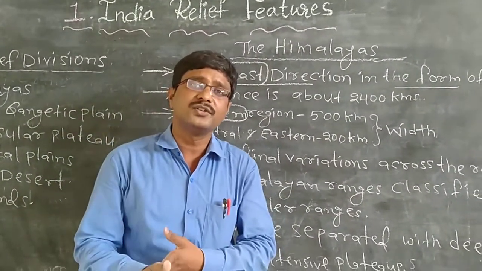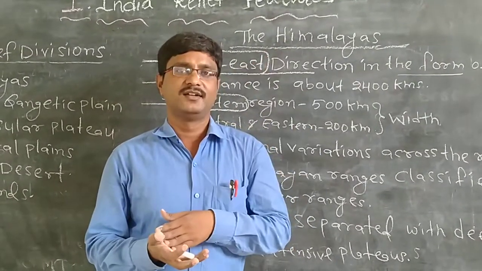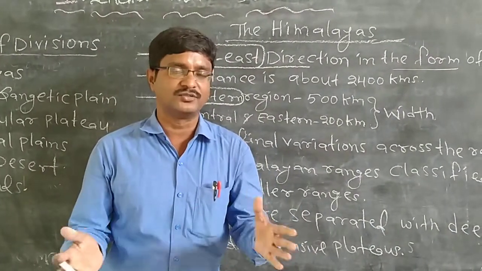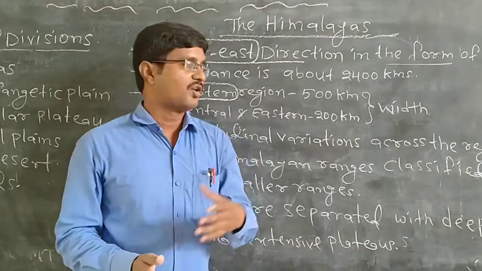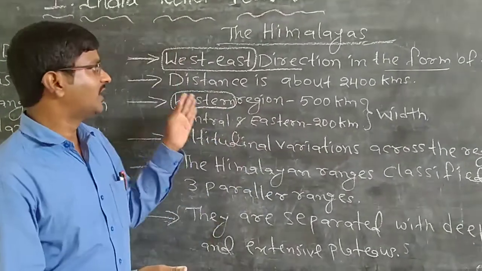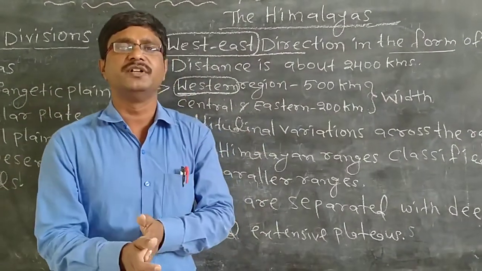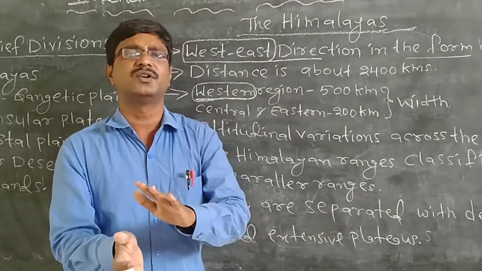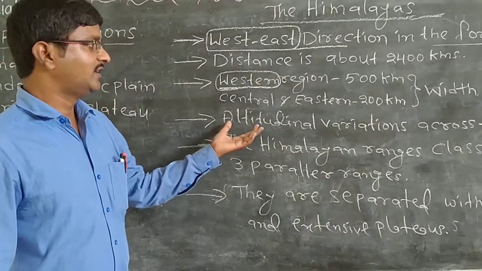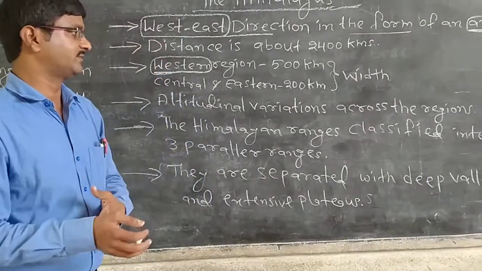Then what about the altitude of the Himalayas? Do you know the meaning of altitude? Altitude means height. Is the altitude the same everywhere? No. There are also altitudinal variations across the regions. Across the regions means the Himalayas spread to 2,400 kilometers. So in these 2,400 kilometers, there are different heights. Himalayan mountains are located at different heights in different regions. That means there are altitudinal variations across the regions in the Himalayan mountains.